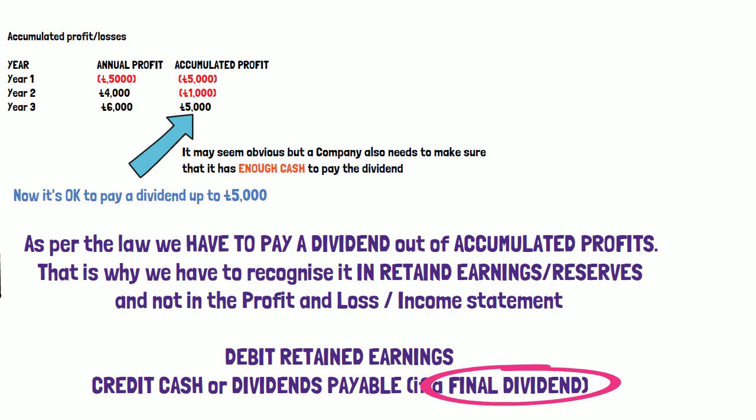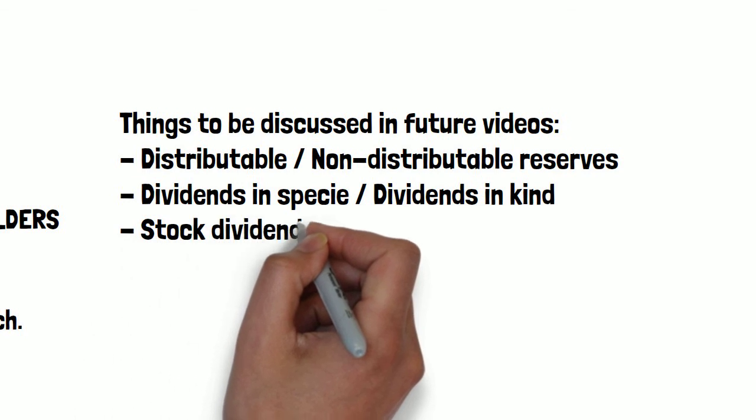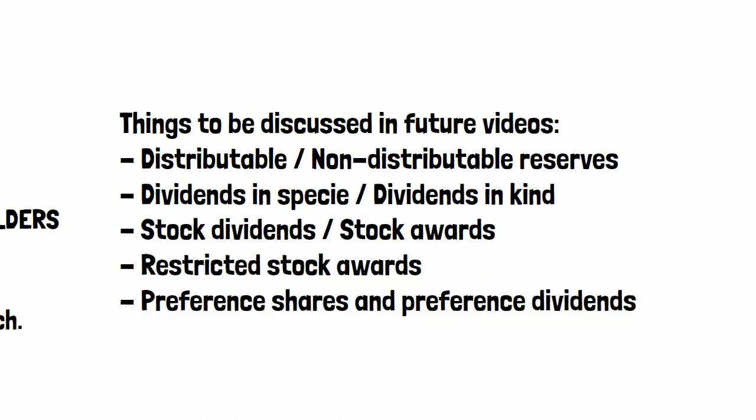Now, thank you very much for watching. There are certain areas which we haven't covered in this video, which are things that are going to be discussed in future videos. So we'll go through in more detail what the difference is between distributable and non-distributable reserves. And then I also mentioned that there are dividends which are not usually cash dividends, which are called dividend in specie or dividends in kind. We'll go through how they work. We'll also go through stock dividends or stock awards, restricted stock awards, and also then preference shares and preference dividends, and other types of shareholdings that cause different types of dividends or voting rights to exist in a company. So all of that to look forward to.